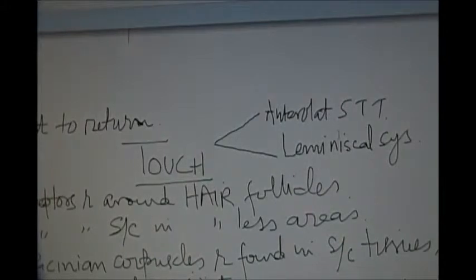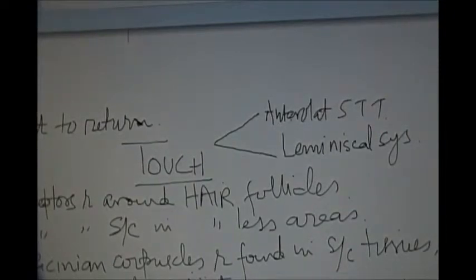Let's discuss the touch sensations. How the touch sensations are carried. The touch is carried in two pathways: the anterolateral spinothalamic tract that carries the crude touch, and the lemniscal system or the posterior column that carries the fine touch.